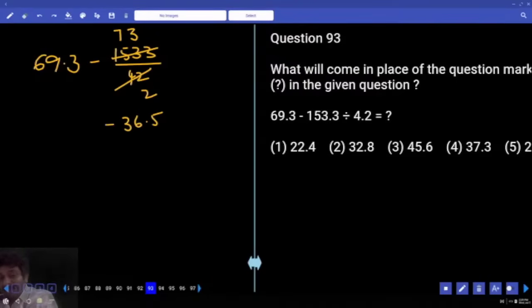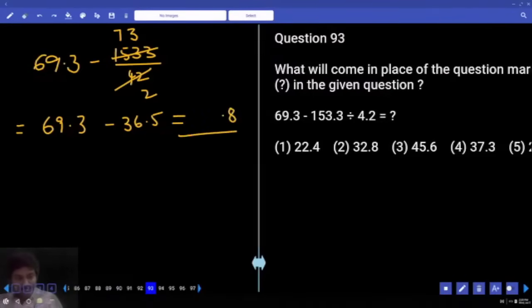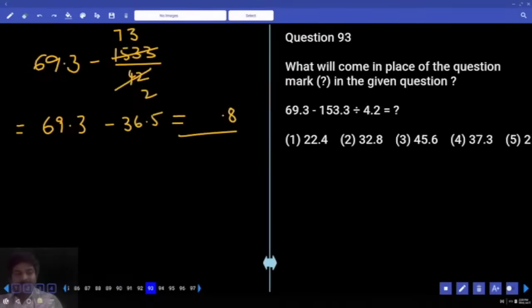36.5 we have to subtract from 69.3. The answer should end with 0.8. How many? Only 1.